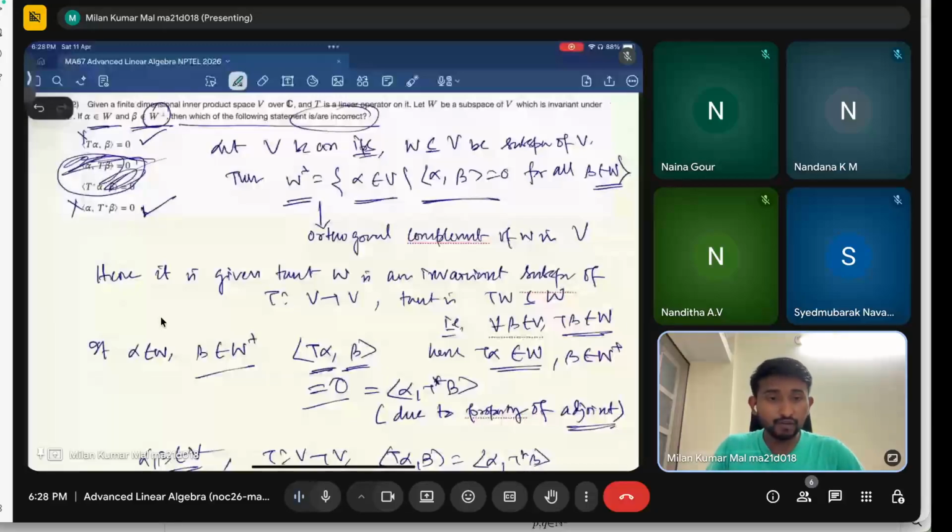But because you have to find only one incorrect option, let me show why that can happen. If W is an invariant subspace, then why the inner product of T alpha and beta need not be 0. This is what I want to say, right? So I have to give a linear operator T, and let's take an inner product in C3.